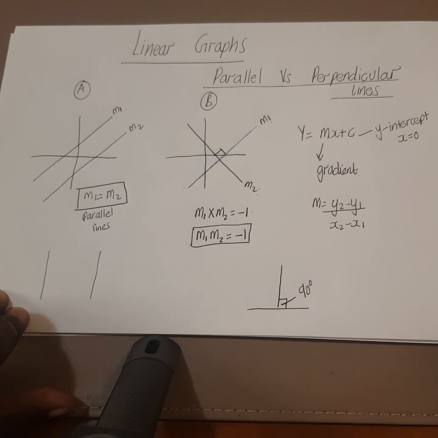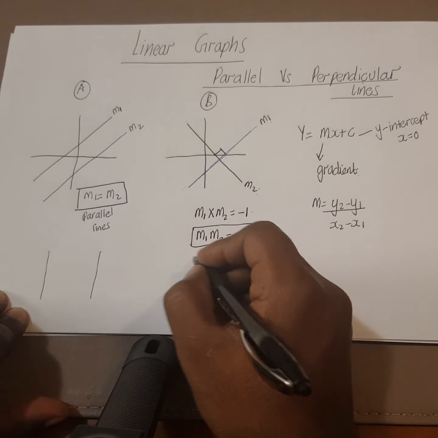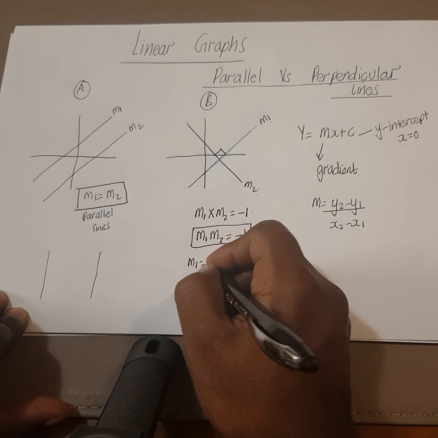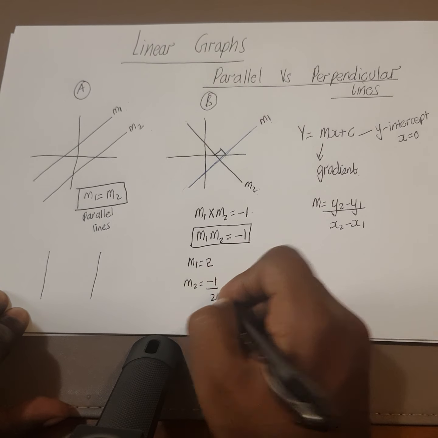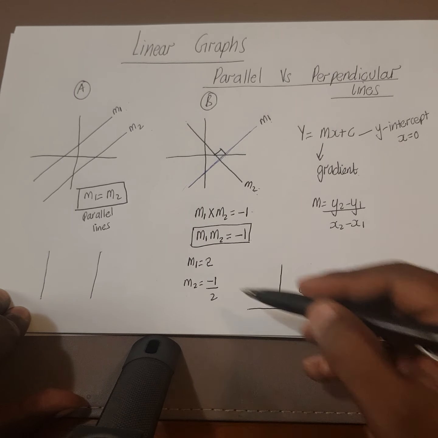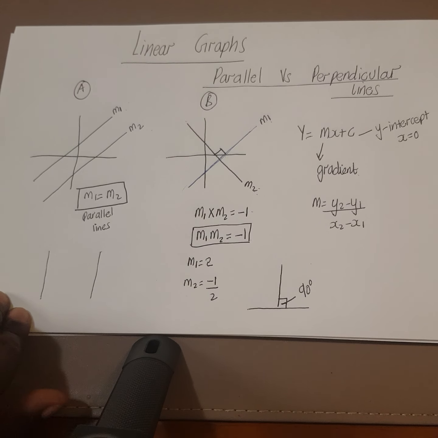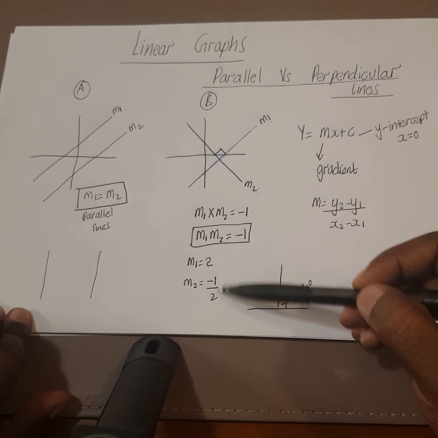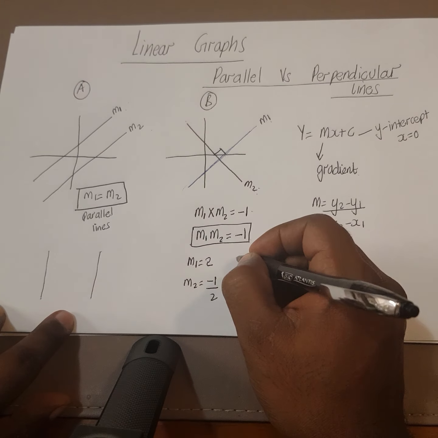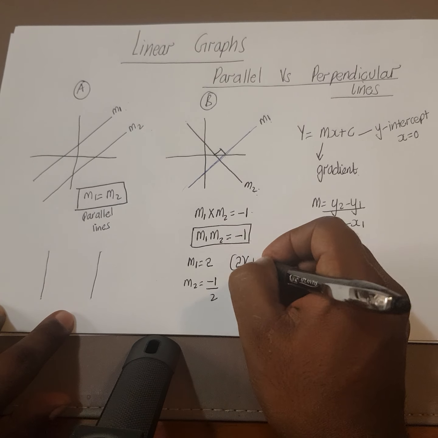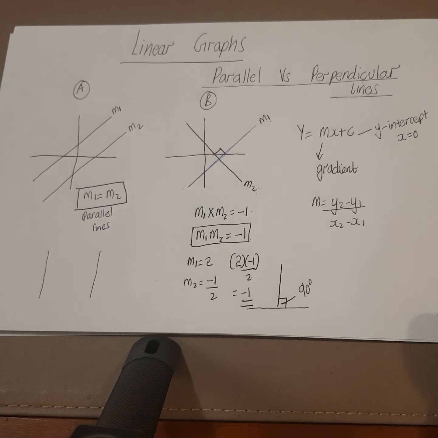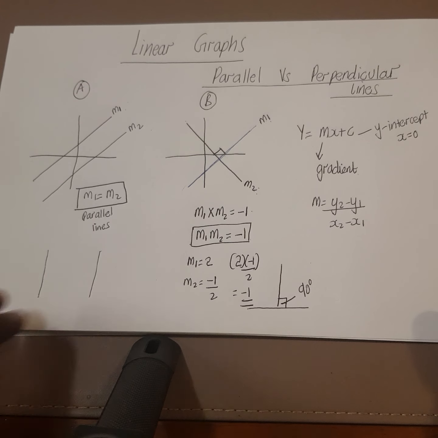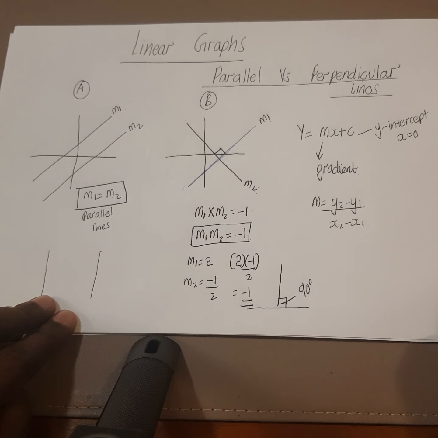So for example, let's think of something. Say the gradient of M1 is 2 and the gradient of M2 is -1/2, and I want to find out if M1 and M2 are perpendicular. They're definitely not parallel because the gradients are not the same, but let's multiply them. 2 times -1/2 is -1. So that's how you work out if two lines are perpendicular. The product of their gradients equals -1.